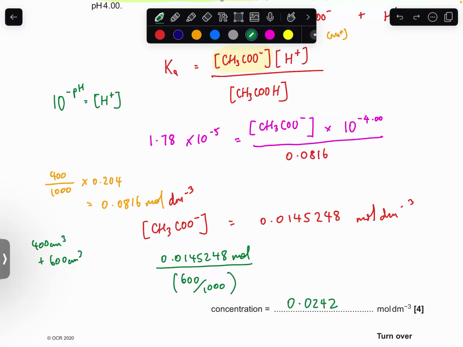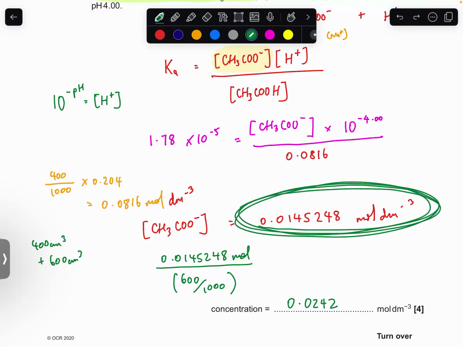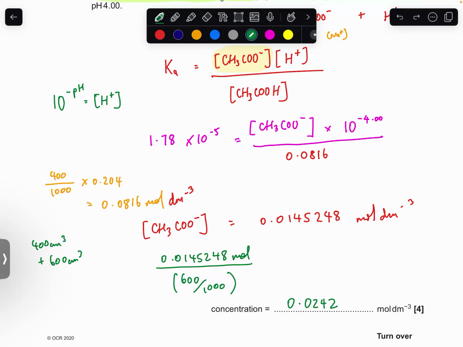So just a little bit of a twist here. We worked out the concentration of the sodium ethanoate. So that's the overall concentration after mixing. What's the concentration of the 600 centimeters cubed that was added? So we need to divide that moles by 600 in decimeters cubed, which gives you the original concentration of that 600 centimeter cubed solution that was added. Hope that makes sense.